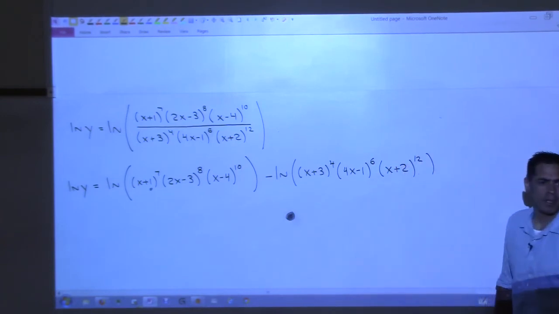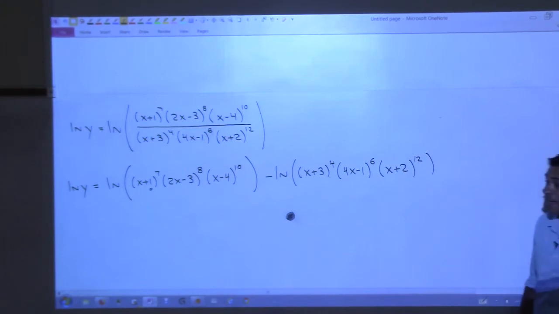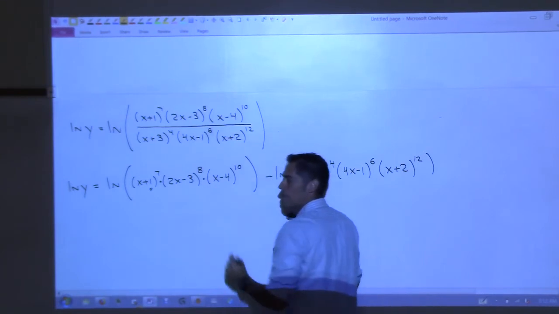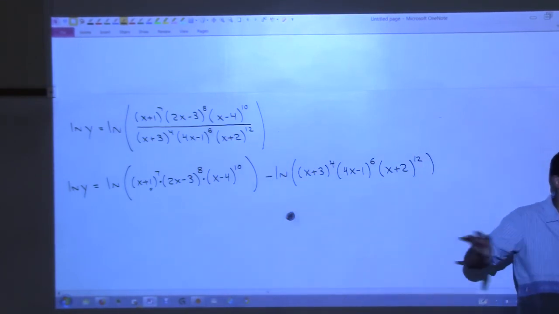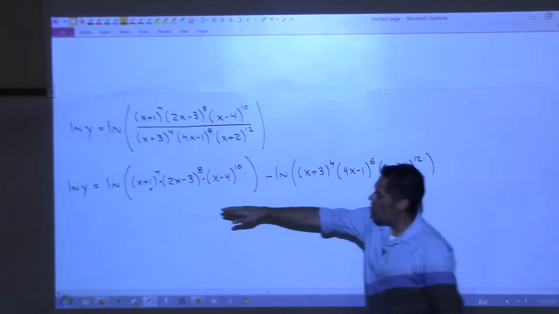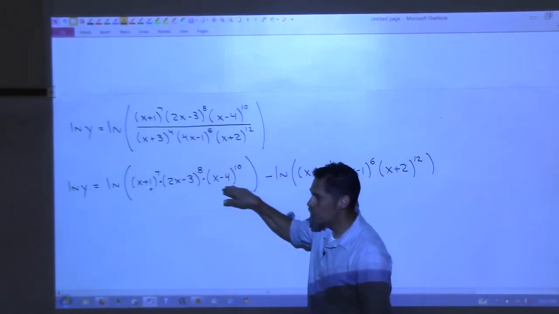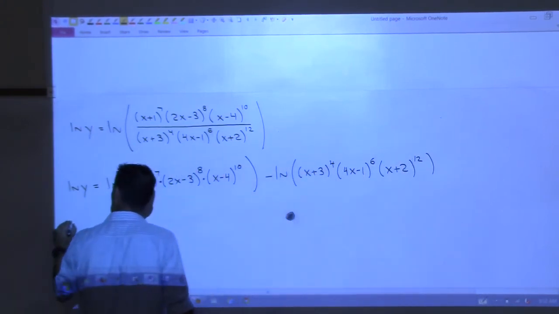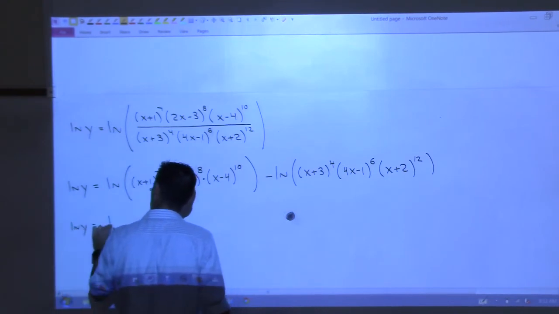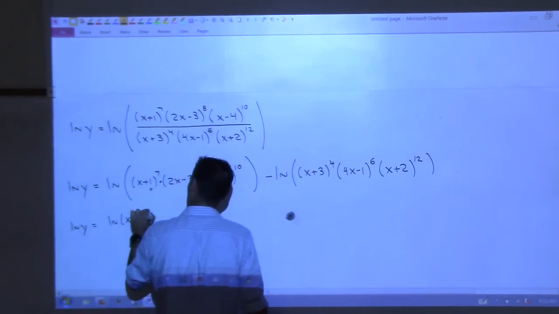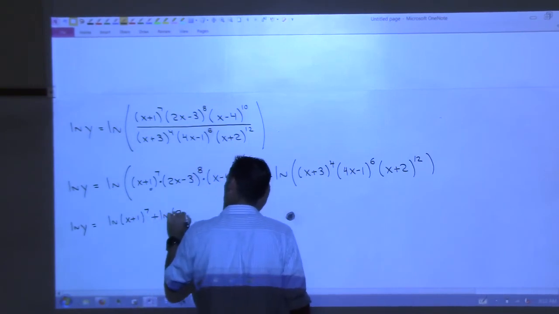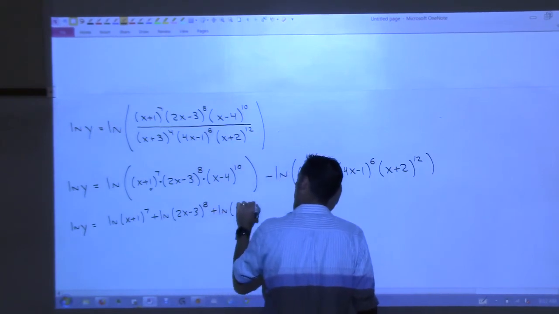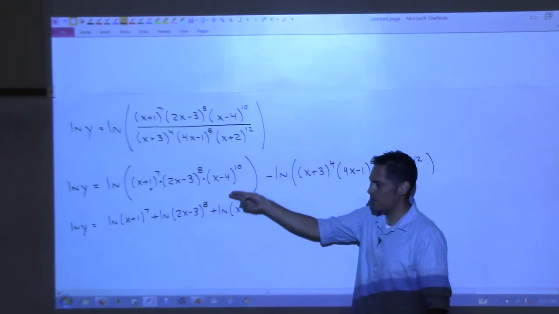Y'all see what I did there? That's just using a property of logs. And then we have multiplications inside these logs, don't we? And wherever you have multiplications, you can split those into additions. So this log with these three factors can become three new logs, can't it? So I'm going to continue. Natural log of y equals natural log of (x plus 1) to the 7th plus a new natural log of (2x minus 3) to the 8th plus another natural log of (x minus 4) to the 10th. Any questions on what I did here? This turned into this.